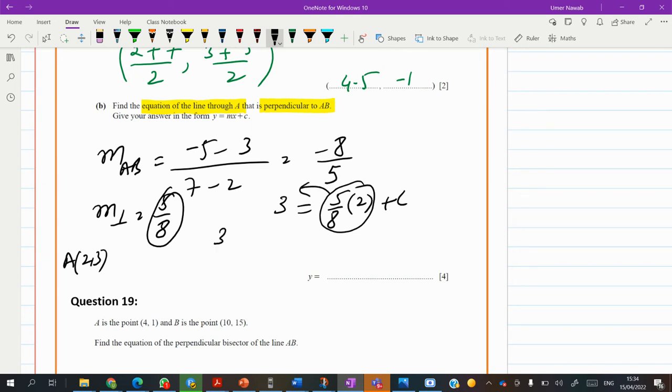Send it to the left-hand side. So 3 minus 5 over 4 is equal to c. It gives you 7 over 4. The equation of the line will be y is equal to 5 over 8 x plus 7 over 4.